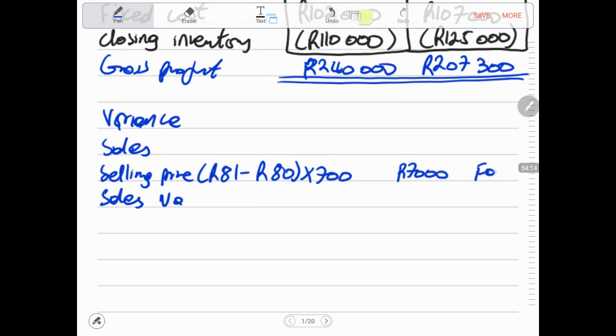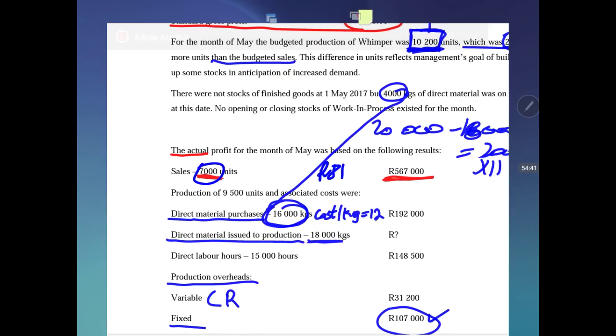It is favorable. We sold our inventory at a higher price than expected. My sales volume variance is the actual sales of 7,000 minus the budgeted sales of 8,000, multiplied by the standard gross profit. My standard gross profit was calculated to be 30 Rand.